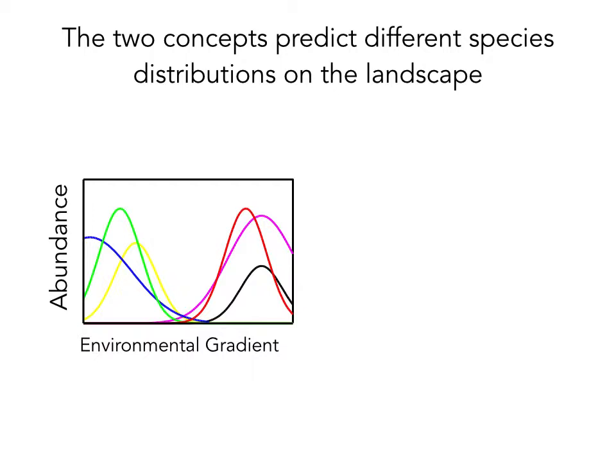Think of an environmental gradient simply as, as you move across the land from one place to another, conditions change, right? So as you move, say, from the shore of a lake, which is very moist, towards the uplands, it gets drier and drier. So there's a moisture gradient there.